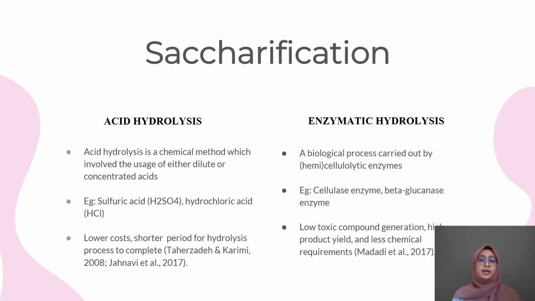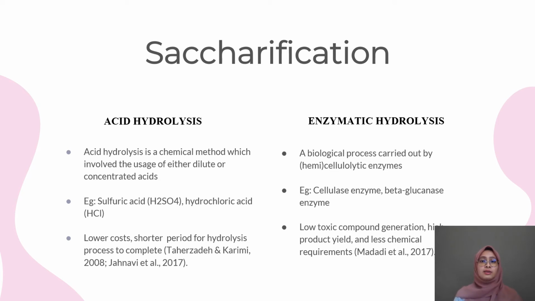Saccharification is a process of breaking down complex carbohydrates into monosaccharides. It can be done through acid hydrolysis or enzymatic hydrolysis. Acid hydrolysis is a chemical method which involves the usage of dilute acid or concentrated acid, such as hydrochloric acid. Its benefits include lower cost and faster reaction.